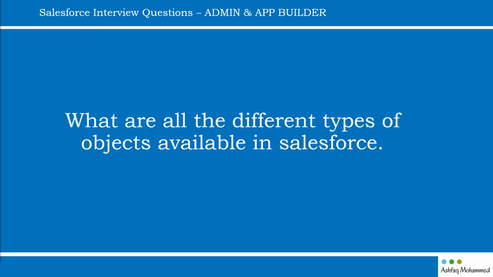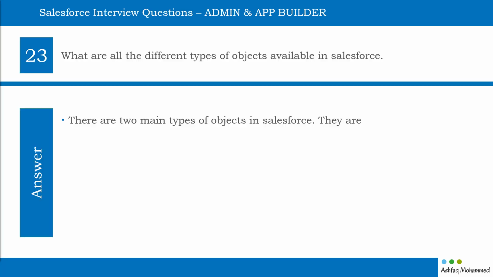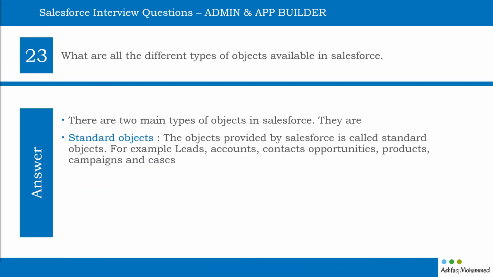Second question is, what are all the different types of objects available in Salesforce? This is an important question specific to Salesforce. The answer is that there are two main types of objects available in Salesforce. They are standard objects, right? Standard objects are nothing but the objects which are given by Salesforce.